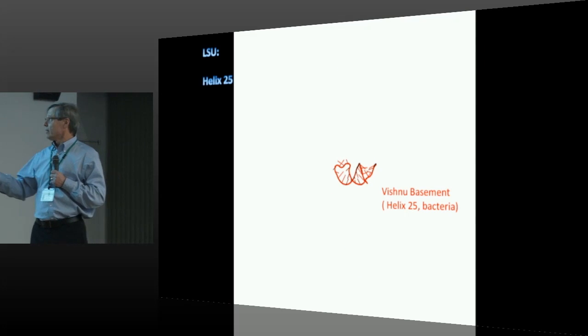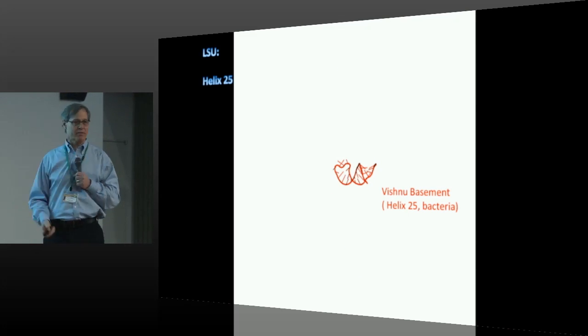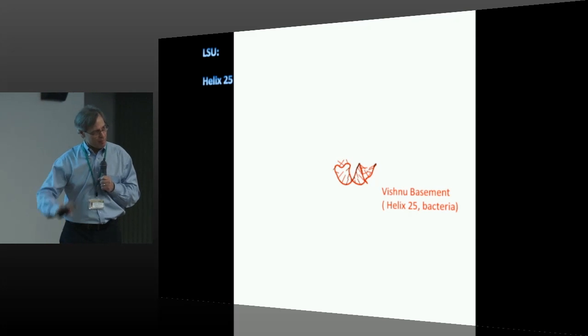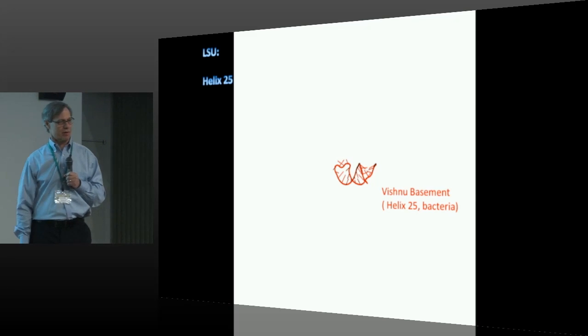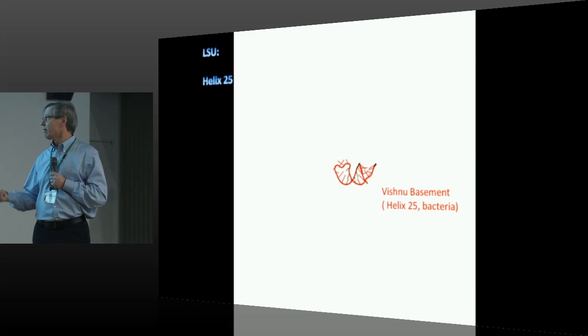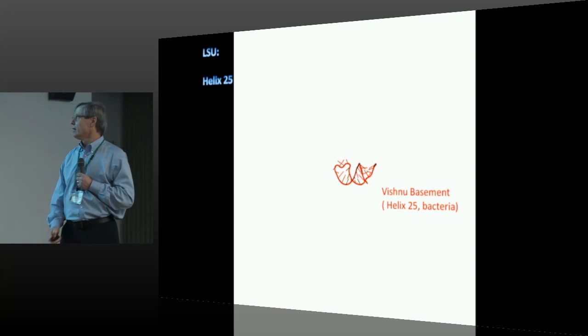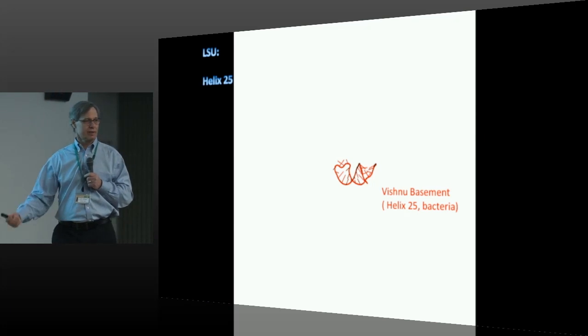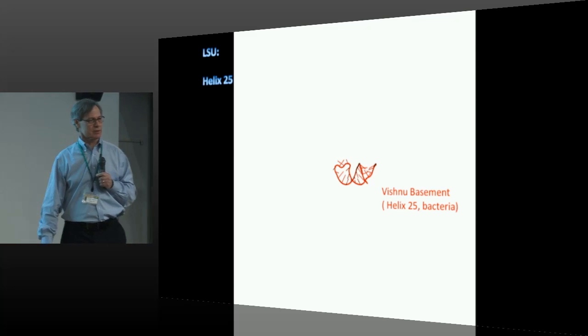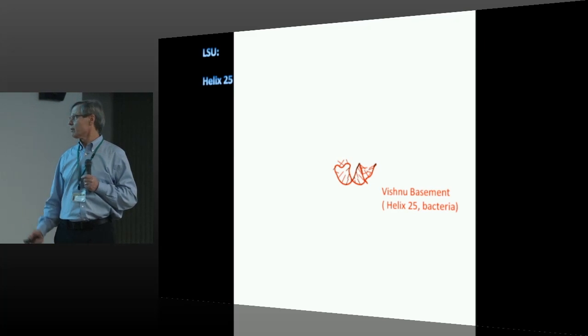And so this is what we call the Vishnu basement. This is helix 25. This is the bottom. This is there everywhere. It never goes away. And we know what that is from bacterial ribosomes. We have E. coli and Thermus thermophilus. We have crystal structures of quite a few bacterial ribosomes.